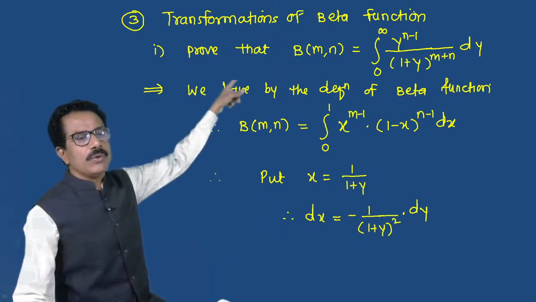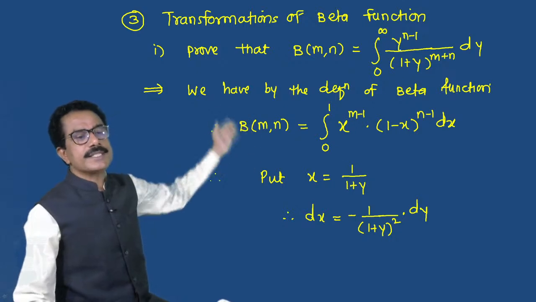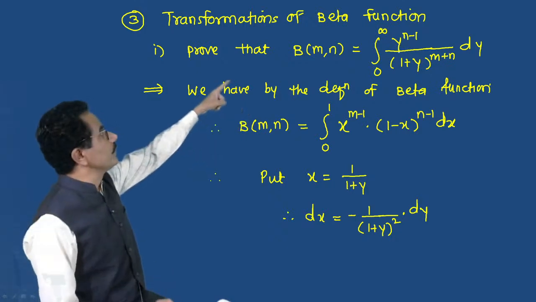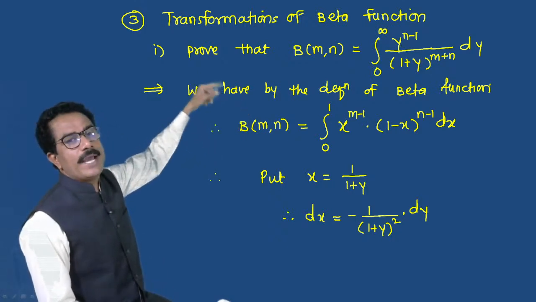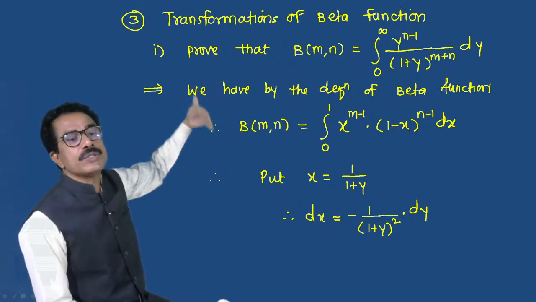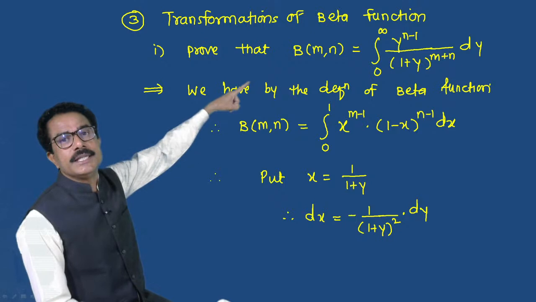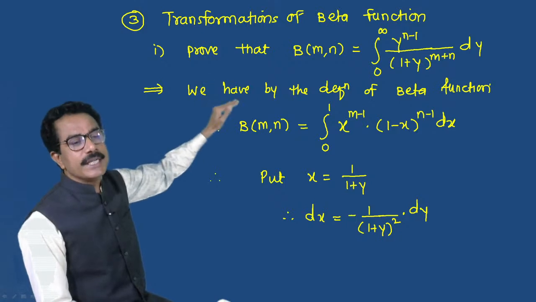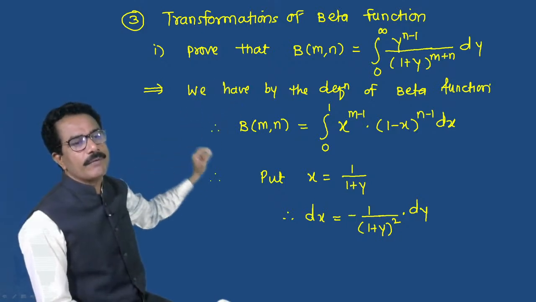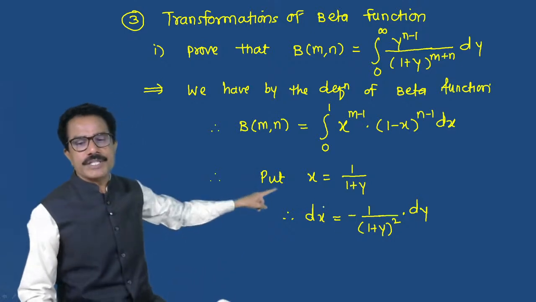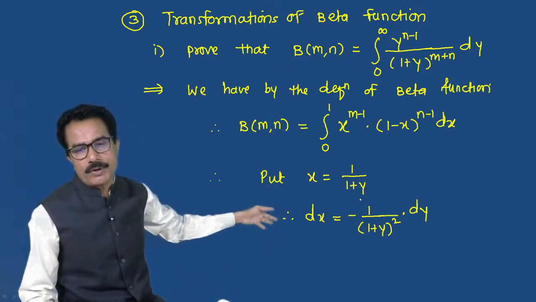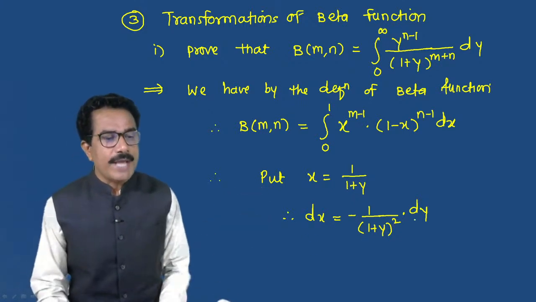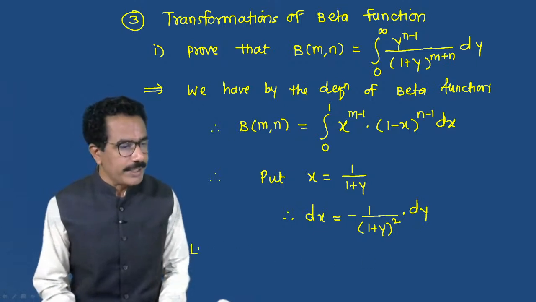So we have to convert this integral, replacing x with 1 upon 1 plus y. Actually we have to prove that the integral from 0 to infinity of y raised to n minus 1 divided by 1 plus y raised to m plus n, that is, convert it into the new form of the integral. For this purpose we have substituted x is equal to 1 upon 1 plus y, then dx is equal to minus 1 upon (1 plus y) square dy. The limits we can also change.